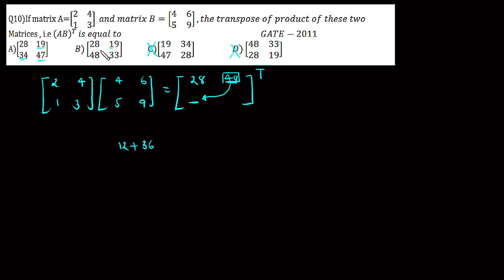Now look at the options. Option B has the correct value, 28 here and 48 here. But option A has 34 given here, so option A is again canceled out. So option D is the correct answer for this A multiplied with B and taking the transpose.